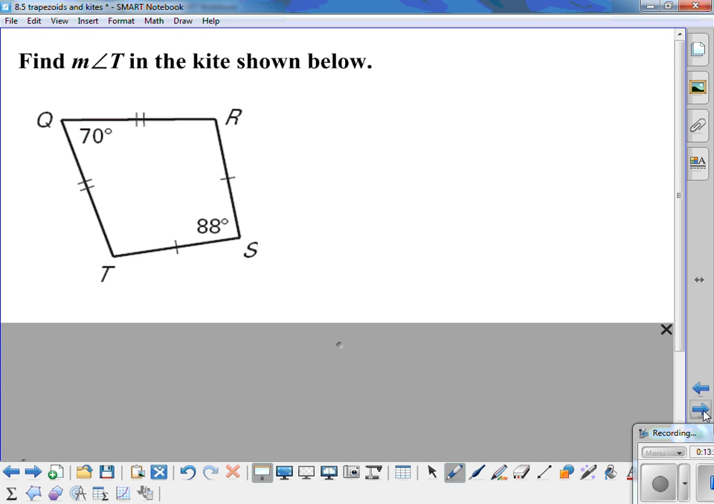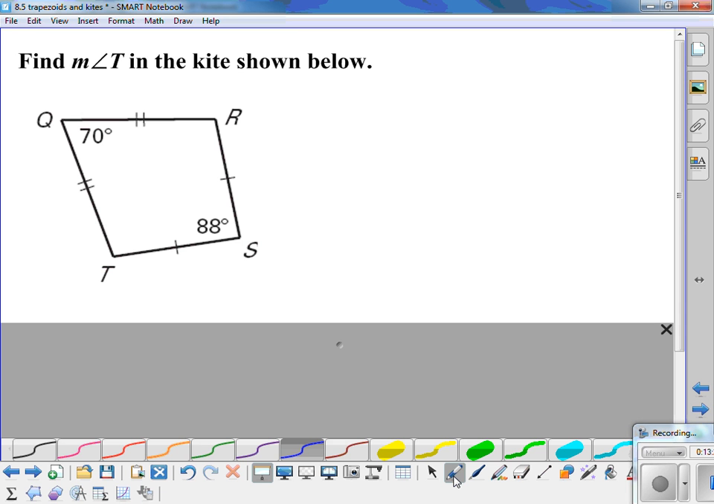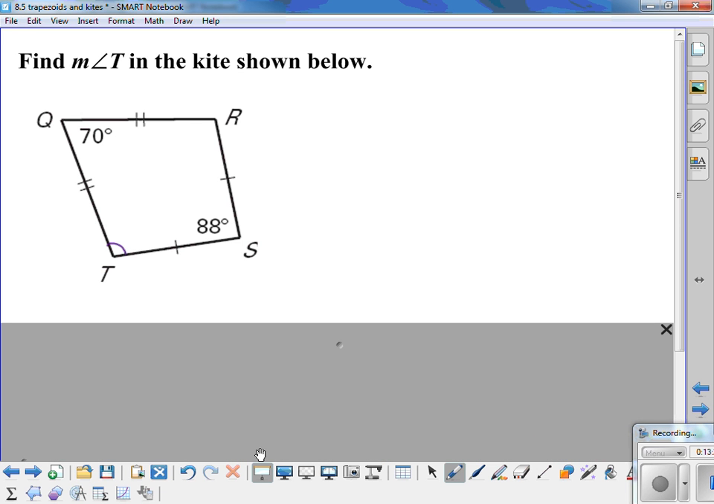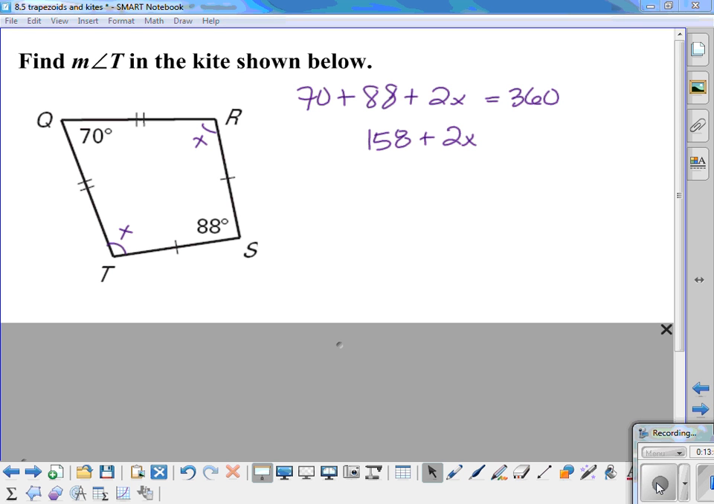We're going to find the measure of angle T in the kite. So I know that angle T and angle R are congruent to each other. So if I just let them each be x, a quadrilateral's interior angles have to add up to 360. So 70 plus 88 plus my two x's have to equal 360. And then if we add the 88 and 70, we get 158. So 158 plus 2x equals 360. If I subtract 158 from both sides, I get that 2x is equal to 202. And so dividing by 2, x is equal to 101 degrees.